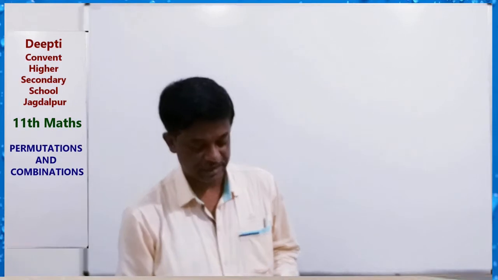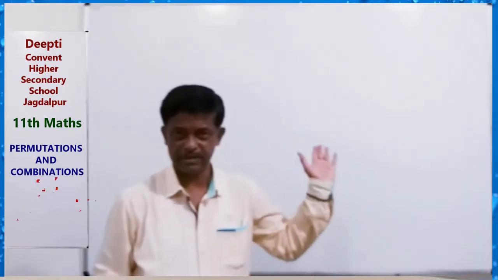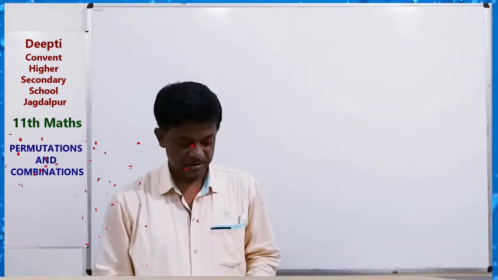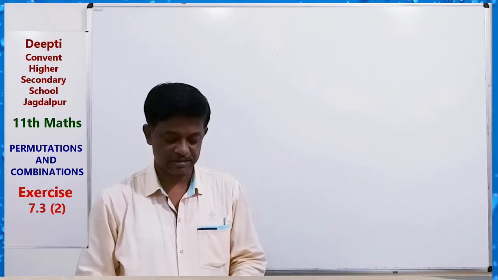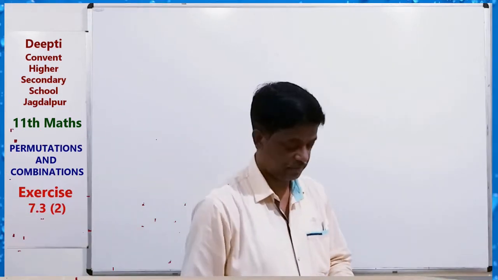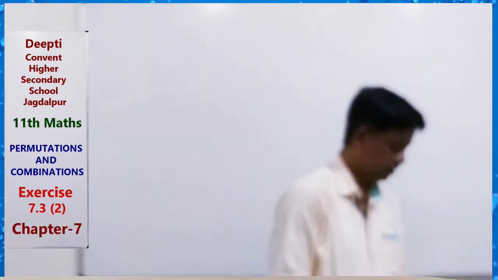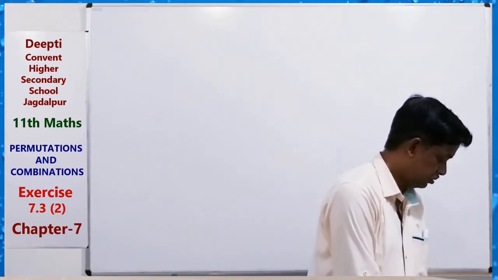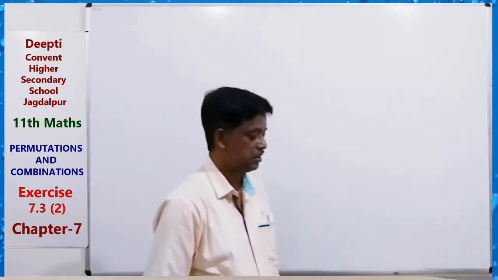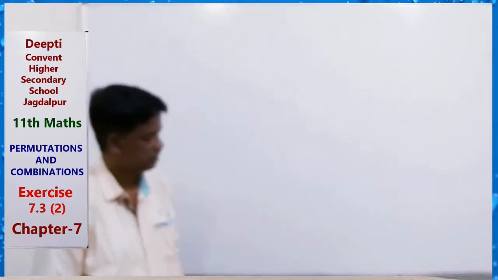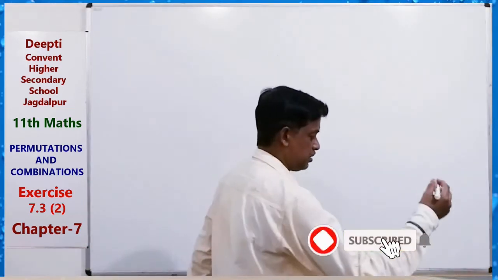Today I will solve exercise 7.3. Just in the previous class we have already discussed permutation nPr. There are 11 questions, and 2 questions we have already done.